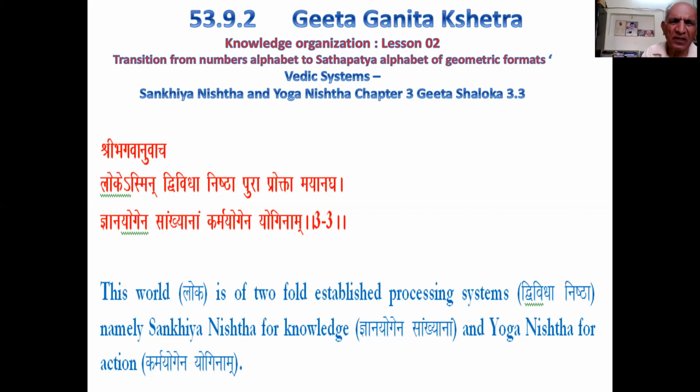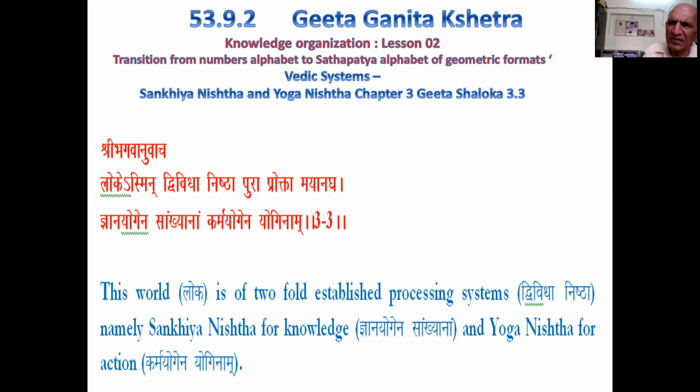The text of Shloka 3 of chapter 3 of Gita in simple English rendering will be that this world, Loka, is of twofold established processing systems, Dvidha Nishtha, namely Sankhya Nishtha for knowledge, Gyan Yoganam Sankhyanam, and Yoga Nishtha for the Karma Yoganam.